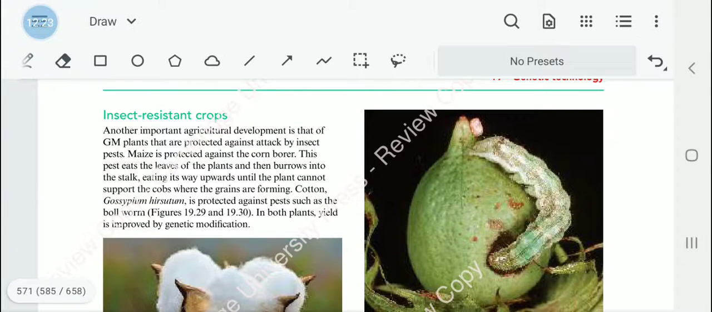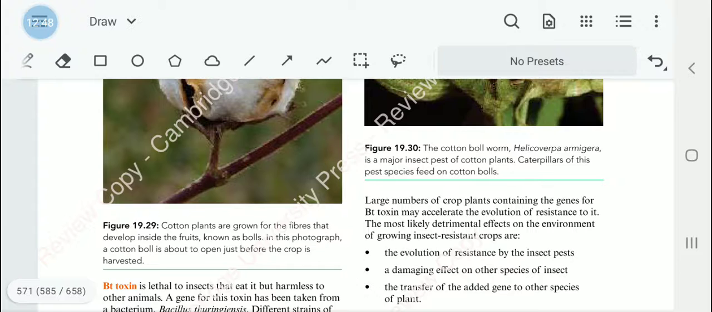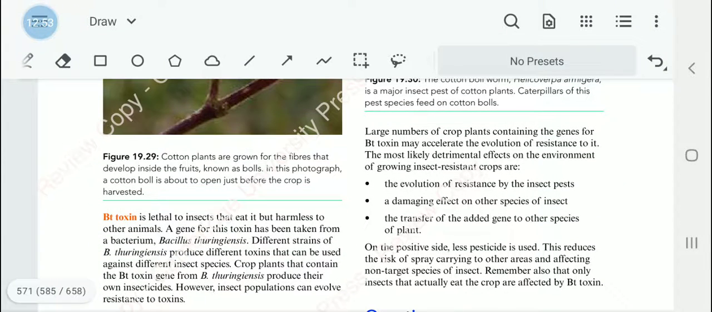Insect resistant crops, leave a line and write: insect resistant crops are introduced genes which produce toxins that are lethal to insects who eat those crops. However, it would be harmless to other animals.